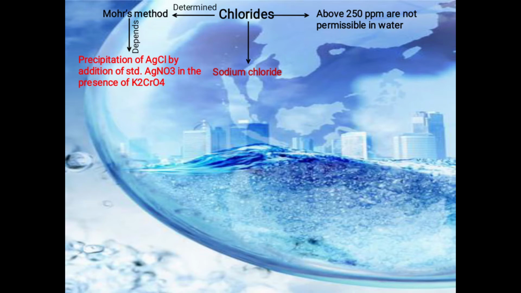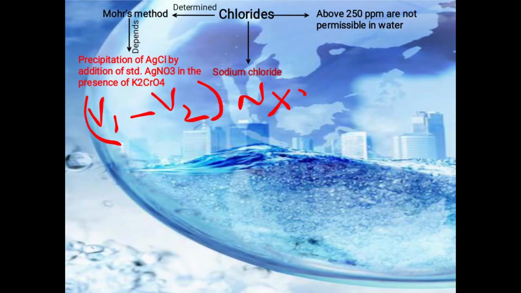Then the solution becomes greenish yellow in color, and this is titrated against silver nitrate solution until the pinkish yellow color is obtained. Note the volume of the titrant, that is V1. Then the same procedure is repeated for blank. Blank means distilled water, and note down the volume V2. Then chloride in milligram per liter is equal to V1 minus V2 into N into 35.46 into 1000 divided by V. That is the procedure for determining chloride.